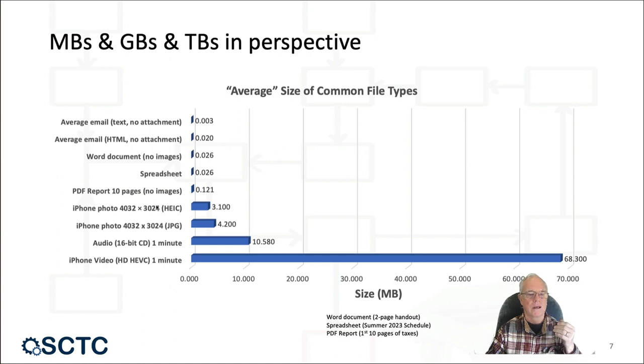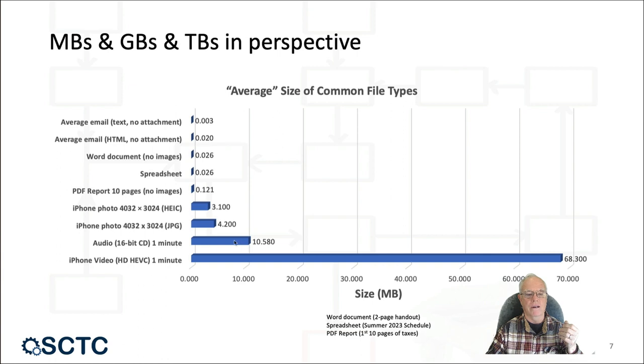On the iPhone, pictures vary depending on what's in the picture because of the way the compression algorithm works. But a couple of pictures I took on my phone using Apple's high efficiency image coding, HEIC, were 3.1 megabytes. Without that, it's a plain JPEG, and that same photo is 4.2 megabytes. So there's a little efficiency gain there from the compression algorithms.